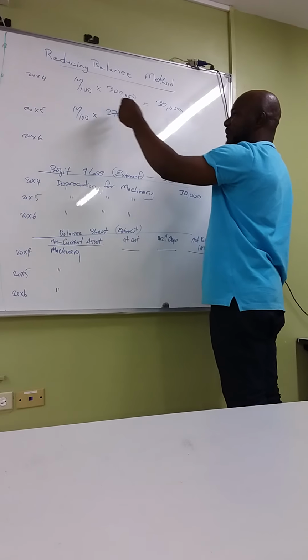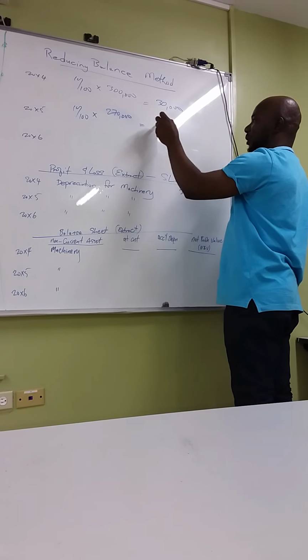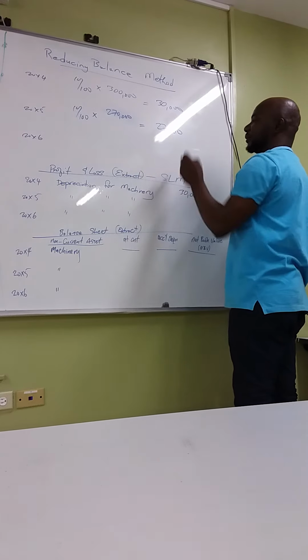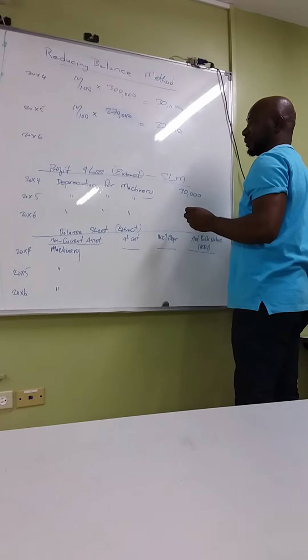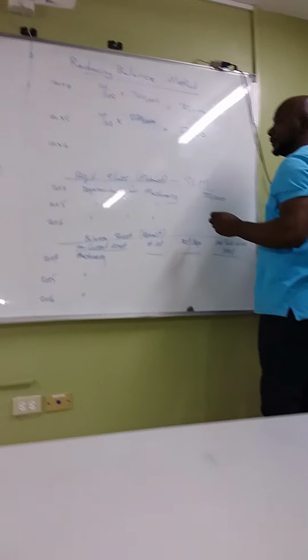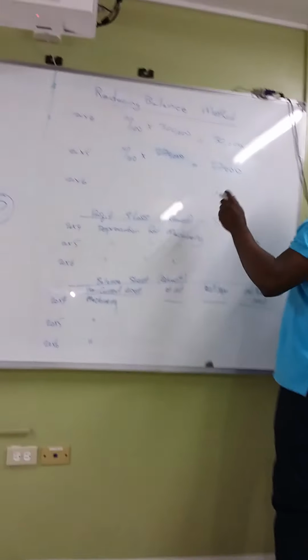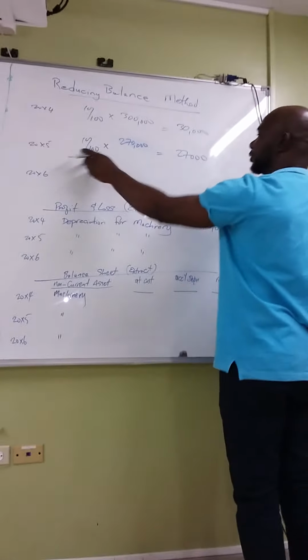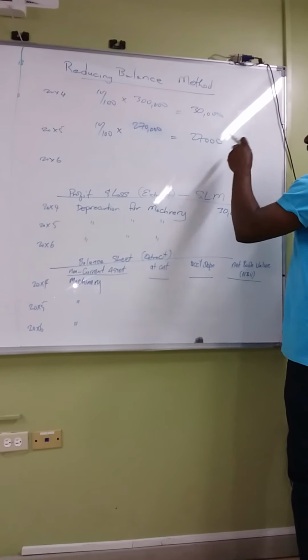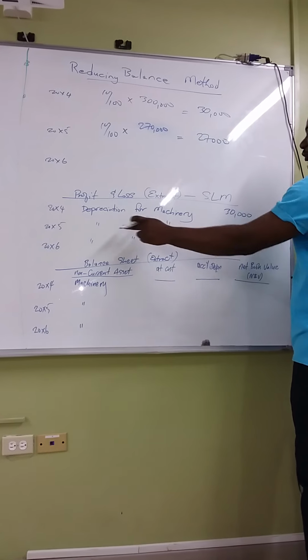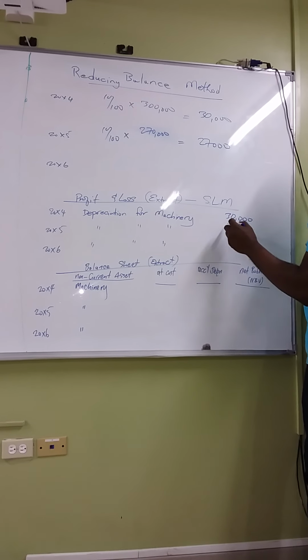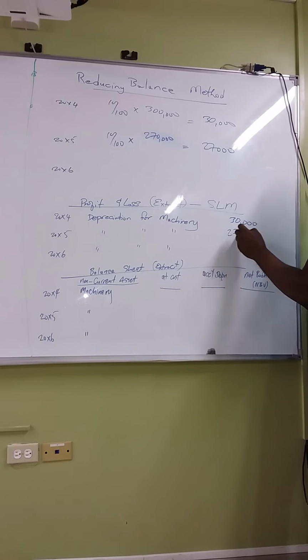Now when you find the 10% of that 270,000, you get what? 27,000. You get 27,000. So the depreciation charge for 2005 is 27,000 using the reducing balance method. And the depreciation charge goes to your what? Income statement, right? It goes to your profit and loss.